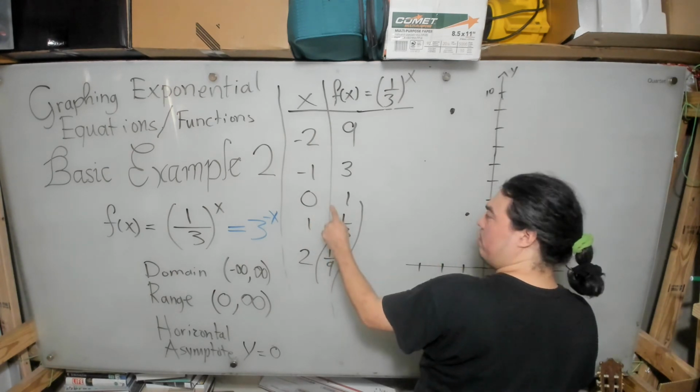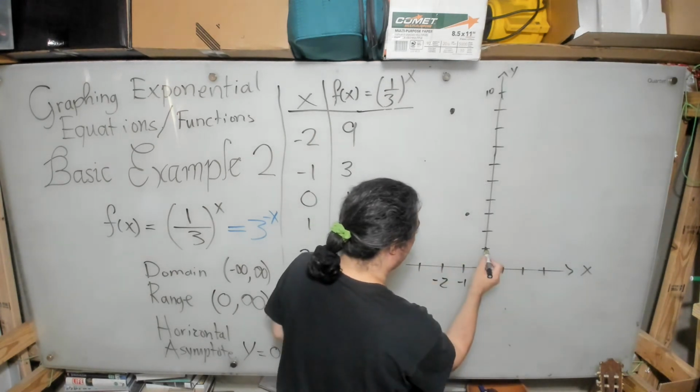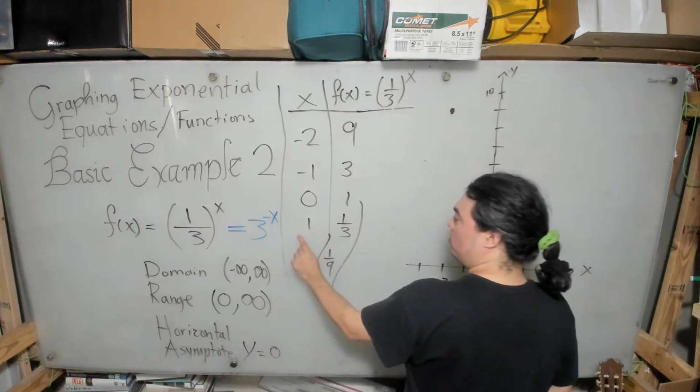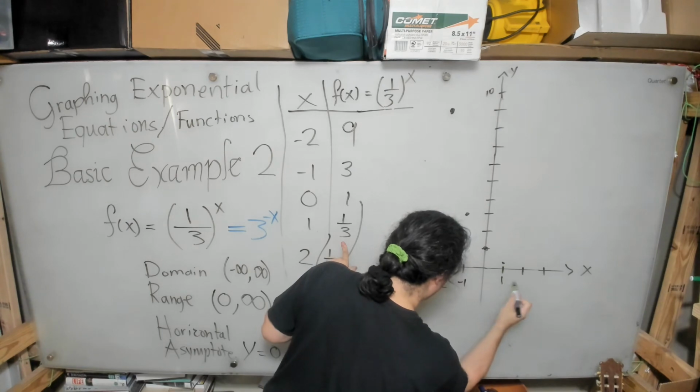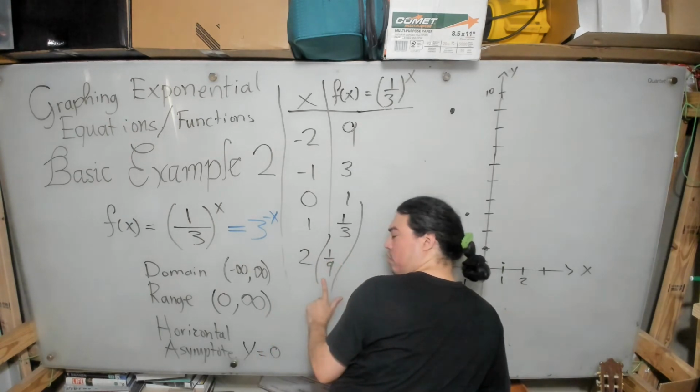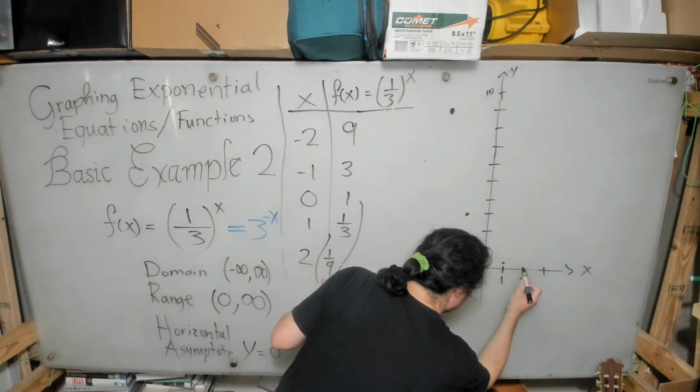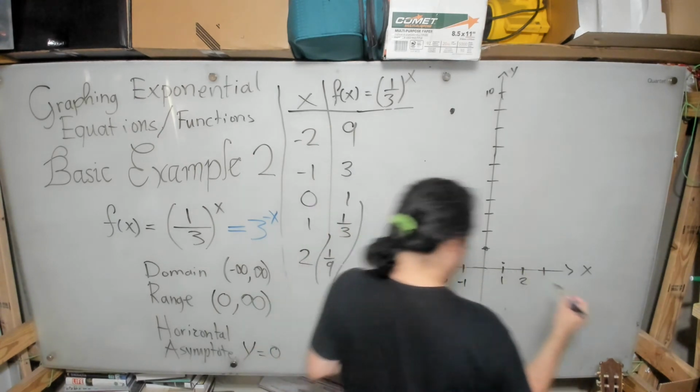X equals 0, y value 1. X equals 1, 1/3. And of course, at x equals 2, 1 over 9. So it's going to be like that.